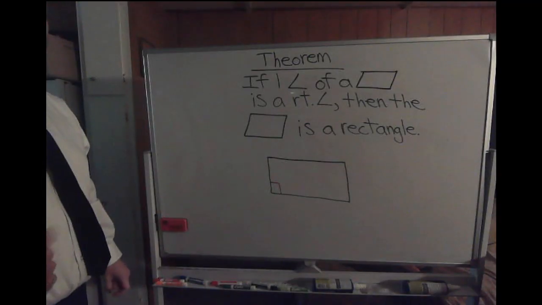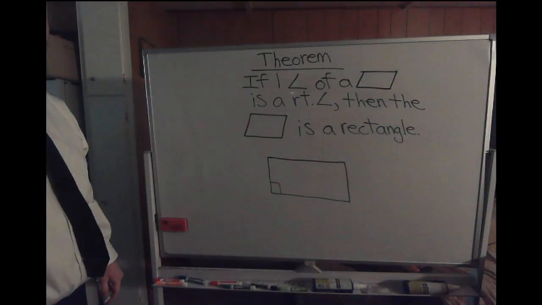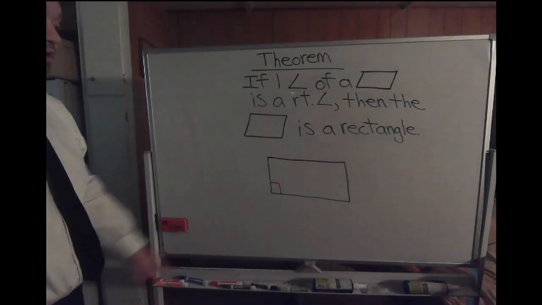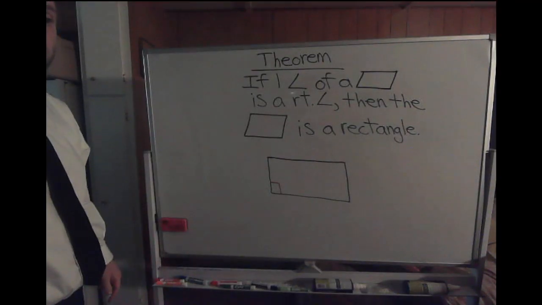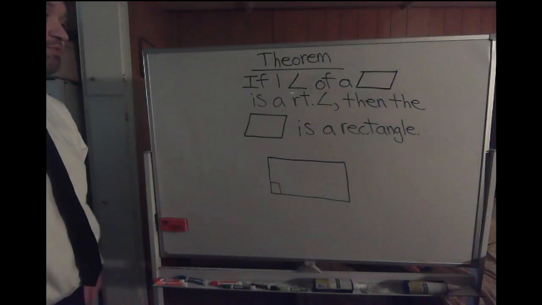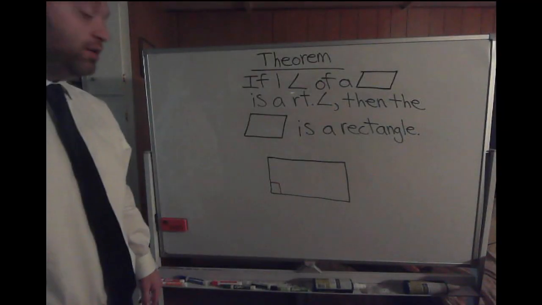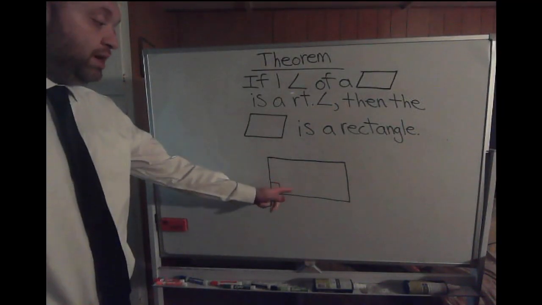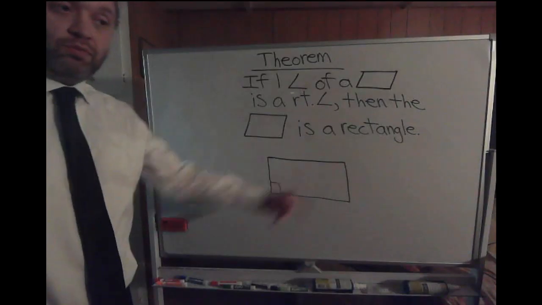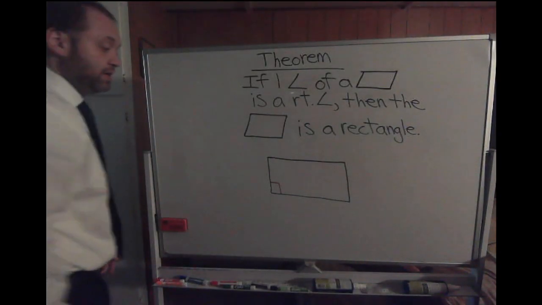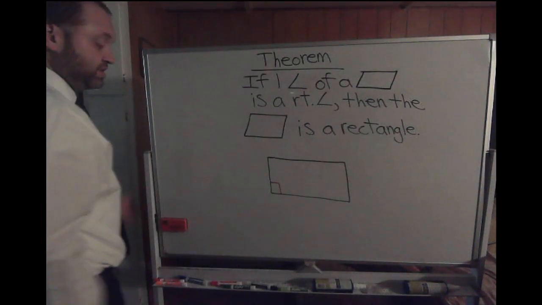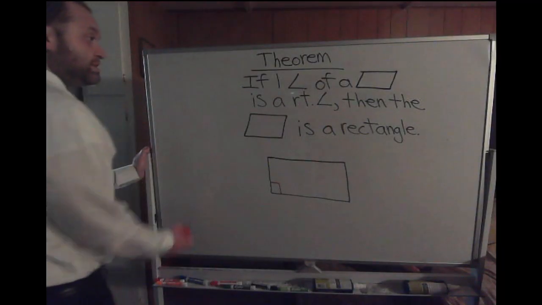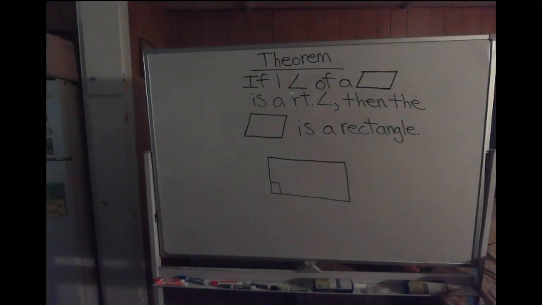Now, there are other quadrilaterals that can have more than one right angle, or a right angle and an obtuse angle in it. But they wouldn't be parallelograms. They would just be quadrilaterals. They'd just be really funky quadrilaterals. But in order for it to be a parallelogram, if one angle has a right angle, then the rest of them would have to also. So that's what this theorem states. That's pretty simple if you ask me.